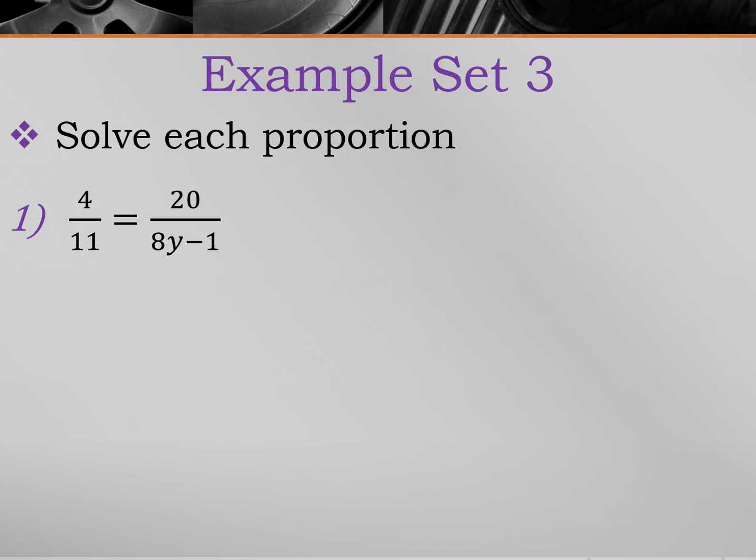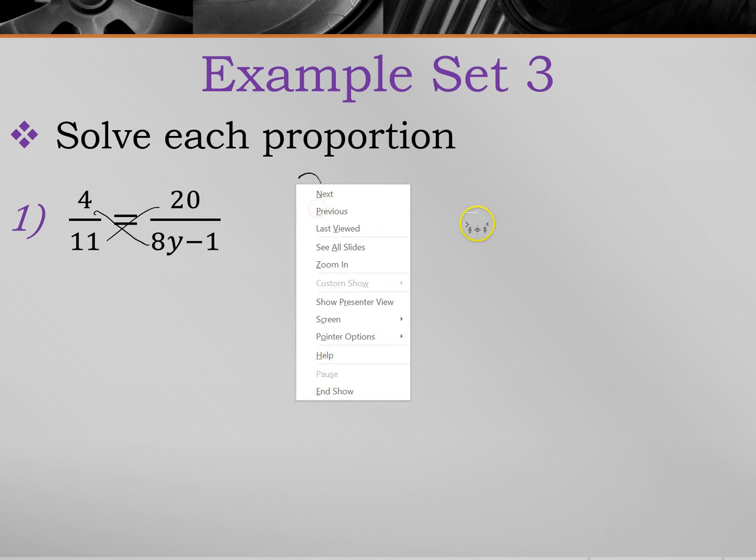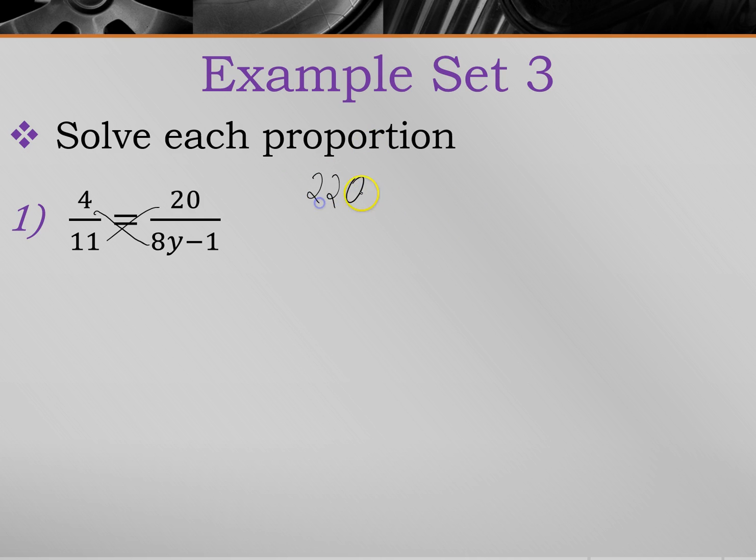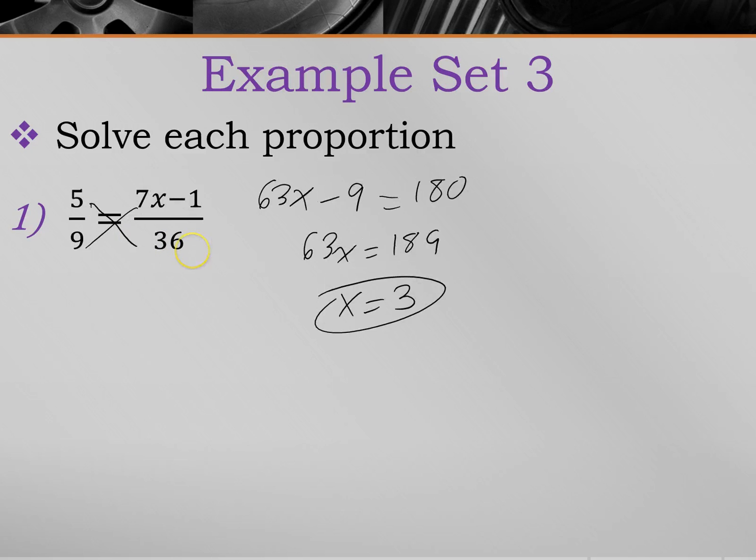So we take a look at this one, same concept. We can't reduce the fraction 4 over 11, so we need to go ahead and cross multiply. 11 times 20 is 220. And then 4 times 8y is 32y. 4 times negative 1 is negative 4. So we want to add 4 to both sides. So we get 224 equals 32y. We divide both sides by 32. Turns out y equals 7. Again, nice whole number. The key is, again, this whole cross-multiplying concept, and making sure you distribute the 4 to each one of these terms. In the previous round, distribute the 9 to each one of those terms.